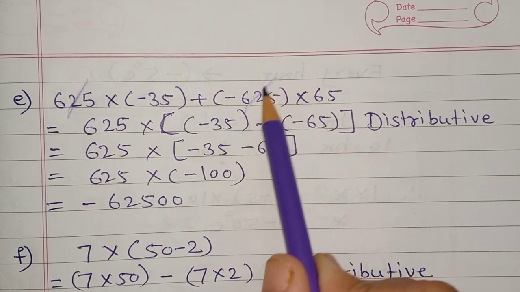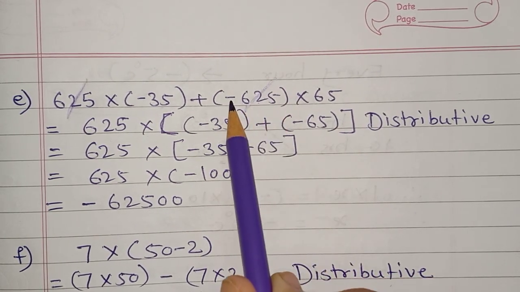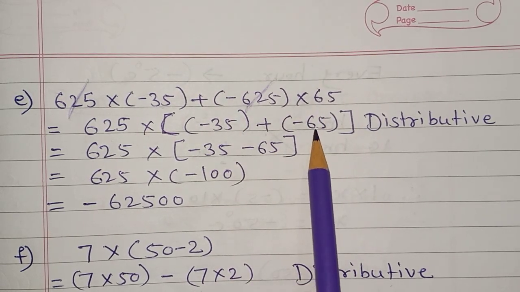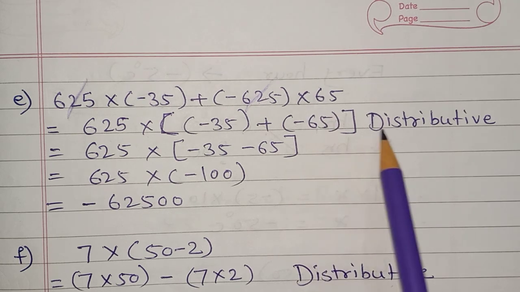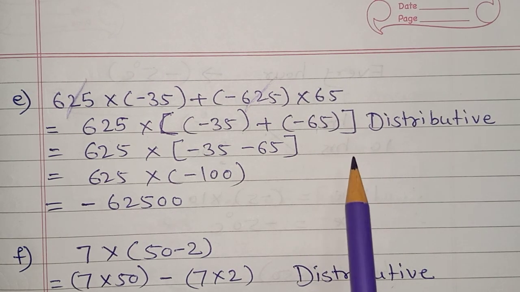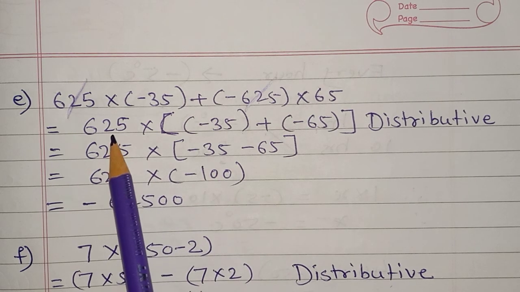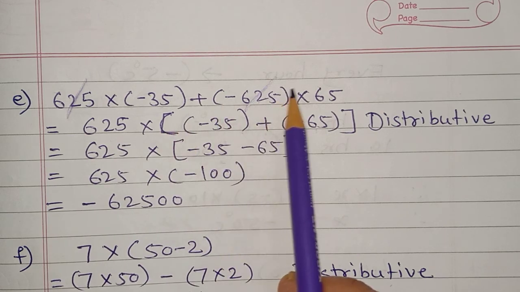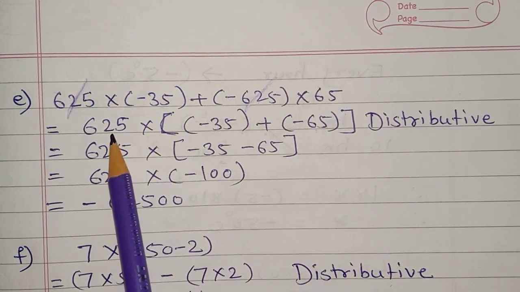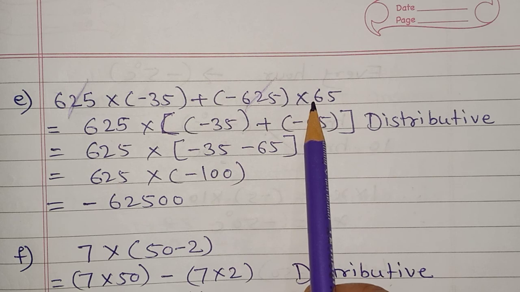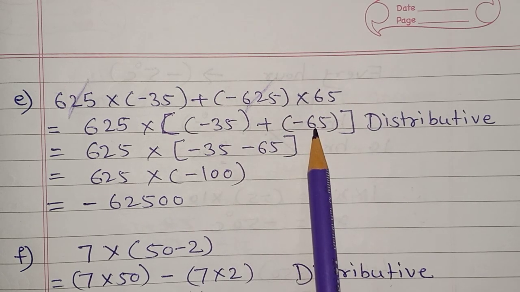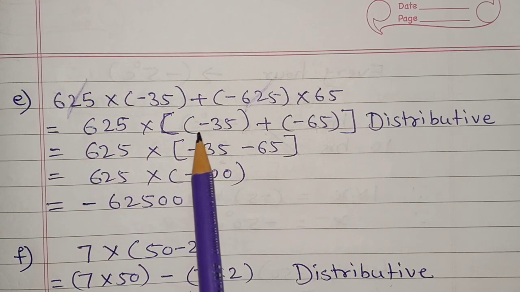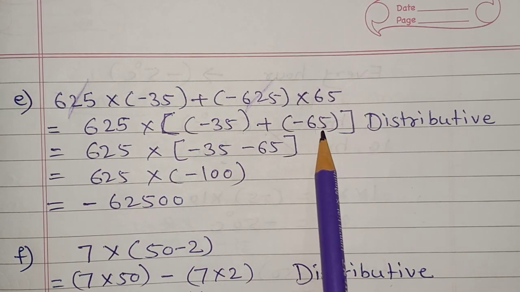Now here I have taken out only 625, so the minus sign is still there. That minus sign with 65 I have written into another bracket. Here I have used the distributive property. Remember, we have taken the common number 625. So when 625 goes out, minus and 65 remain, which I have written into another bracket. So my equation becomes 625 into big bracket minus 35 plus minus 65.